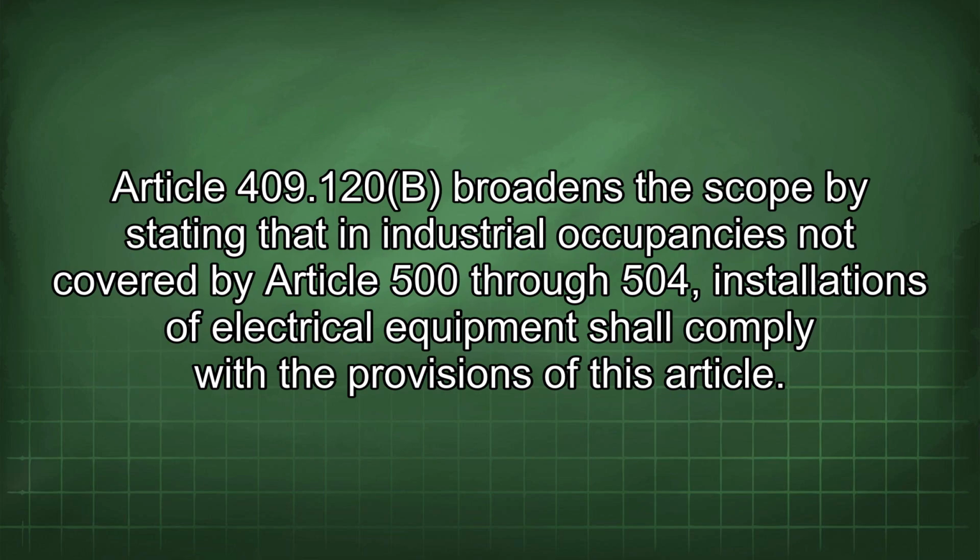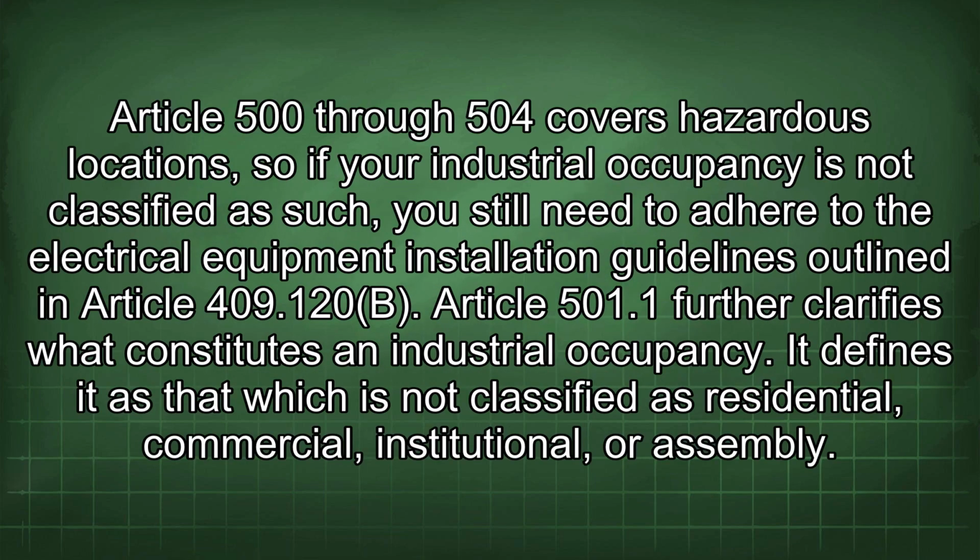Article 409.120b broadens the scope by stating that an industrial occupant is not covered by Article 500 through 504. Installations of electrical equipment shall comply with the provisions of this article. Article 500 through 504 covers hazardous locations, so if your industrial occupancy is not classified as such, you still need to adhere to the electrical equipment installation guidelines outlined in Article 409.120b. Article 501.1 further clarifies what constitutes an industrial occupancy.